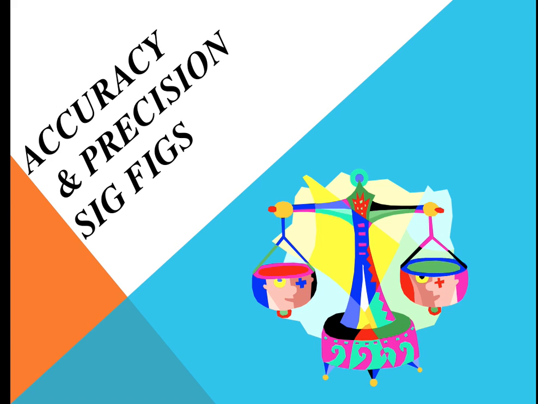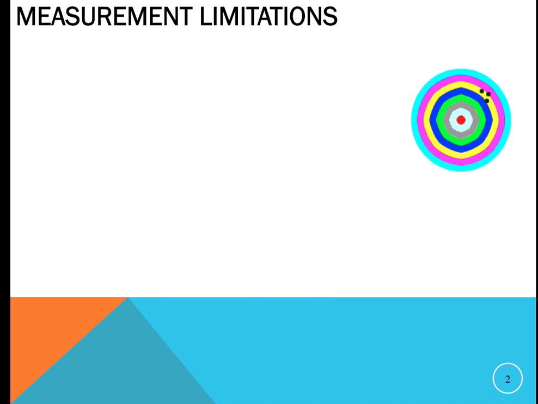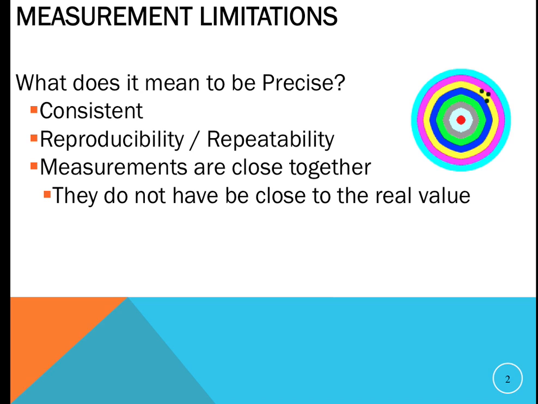Our next topic for measurement is accuracy and precision, and one of the ways we represent that is significant figures. So when we measure, we have limitations. One of those limitations is precision. So we're looking at how consistent our data is. Can we reproduce or repeat that? So are the measurements close together?